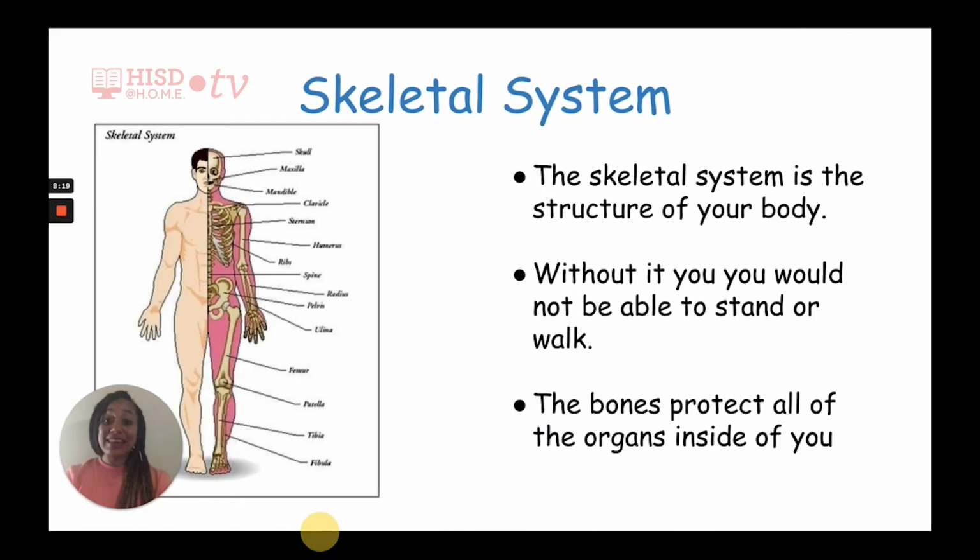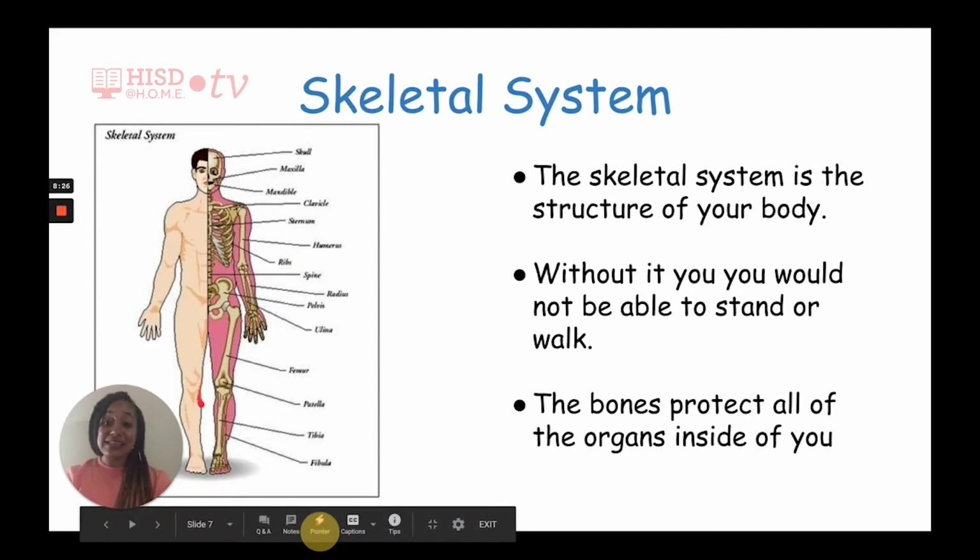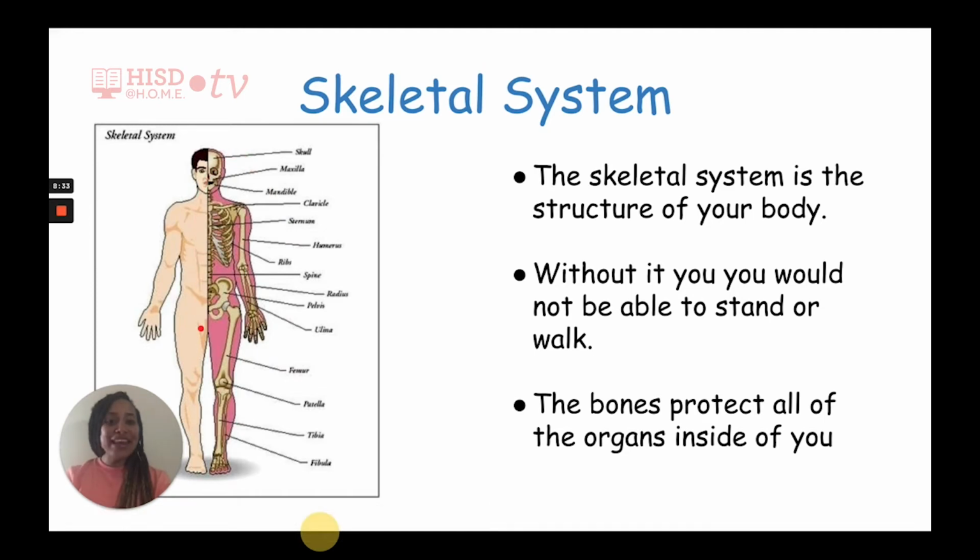So let's begin. Let's start with the skeletal system. Right here, we see an image of what our skeletal system looks like inside of our body. Our body is made up of many bones. The skeletal system is the structure of our body. Without it, we wouldn't be able to stand or walk. We would be like a pancake, just flopping back and forth. The bones protect all of the organs inside of you.